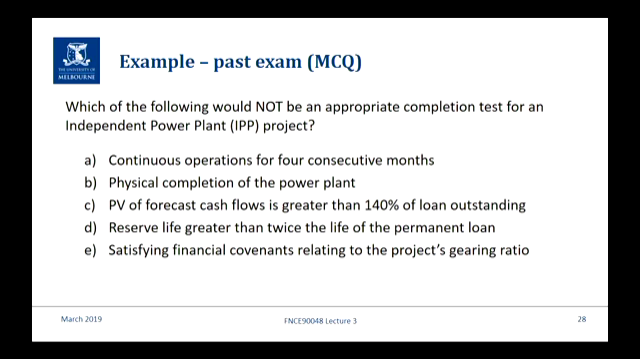So in a sense, there's always going to be, to any project, continuous operations is probably a valid completion test. Present value forecast is probably valid, although I do concede I don't think it's a common one. And satisfying financial covenants, that could be in any project. So usually it turns on the specifics of what type of project it is.